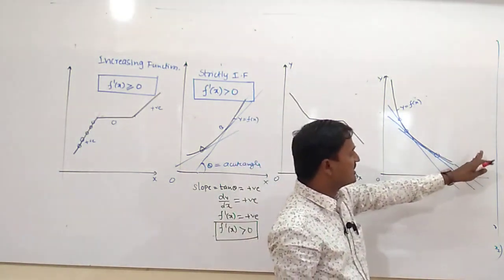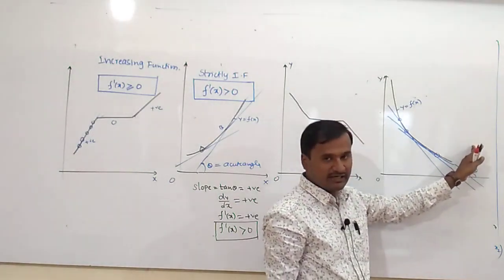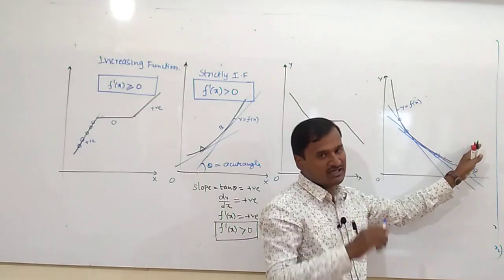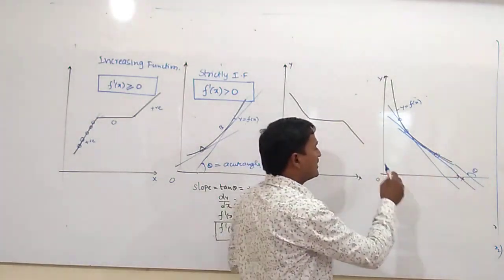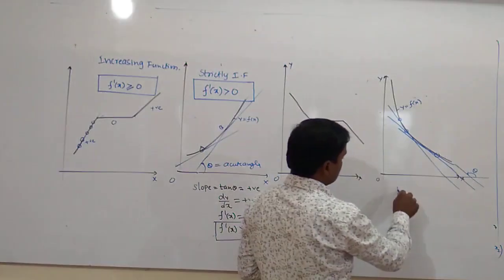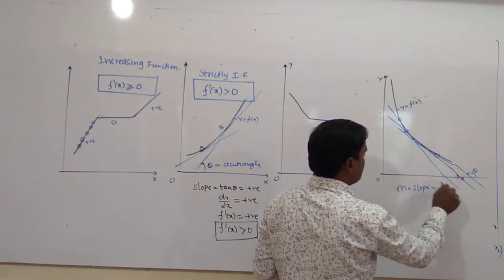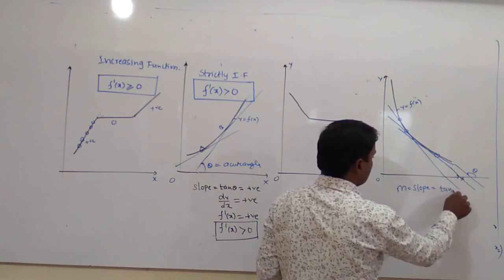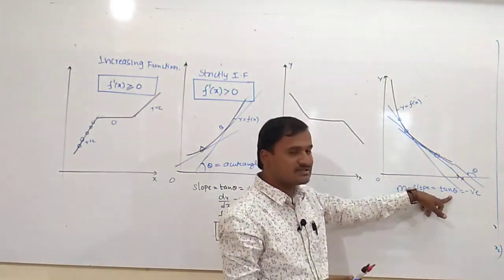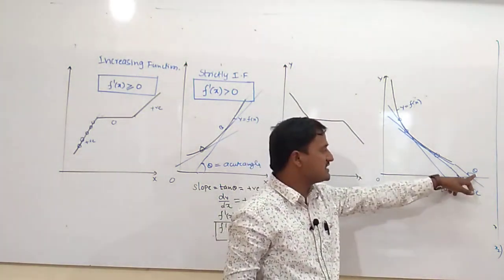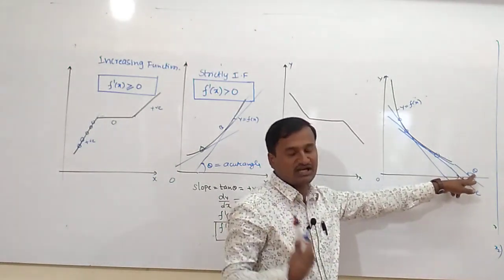Obtuse angle means clearly it is more than 90. More than 90 means tan theta lies in the second quadrant, and tan theta is negative in the second quadrant. So therefore m is equal to the slope. Slope is equal to what? We will write that it is tan theta. Tan theta is equal to what? Negative, because it is an obtuse angle, hence clearly theta lies in the second quadrant.